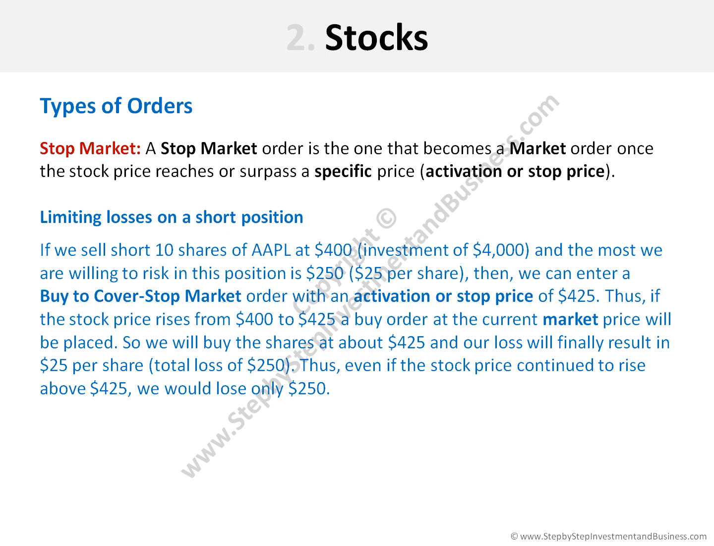Thus, if the stock price rises from $400 to $425, a buy order at the current market price will be placed. So we will buy the shares at about $425, and our loss will finally result in $25 per share, that is, a total loss of $250. Thus, even if the stock price continued to rise above $425, we would lose only $250.